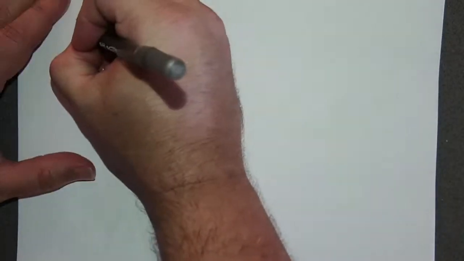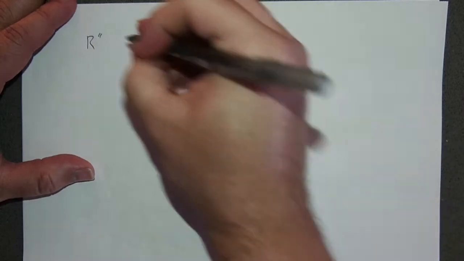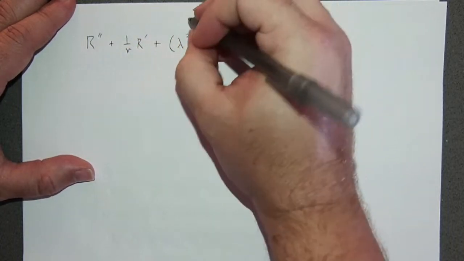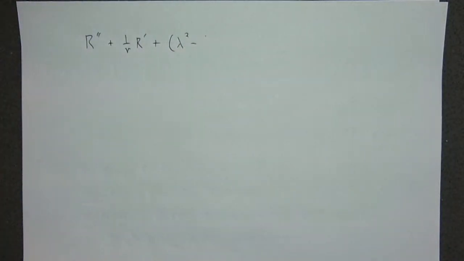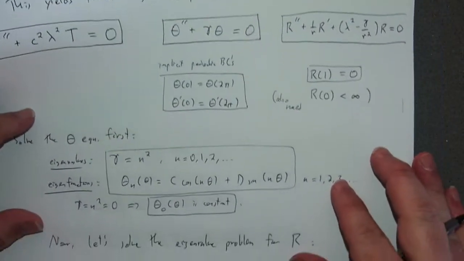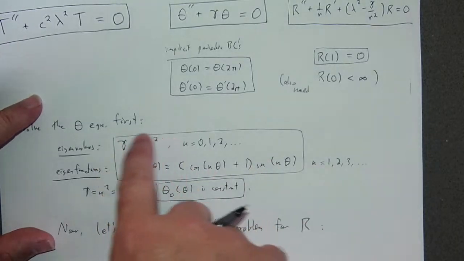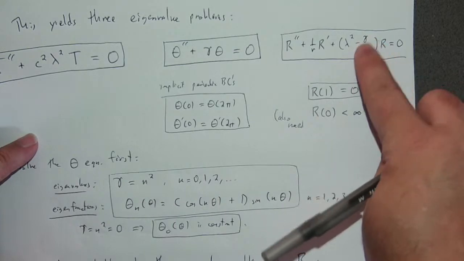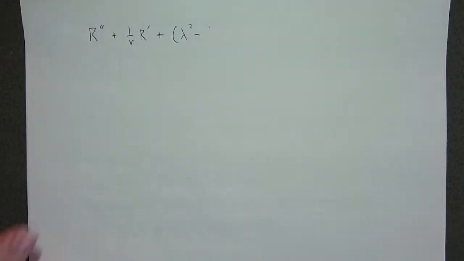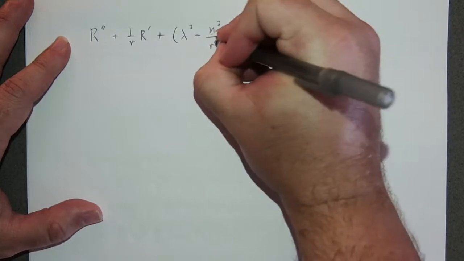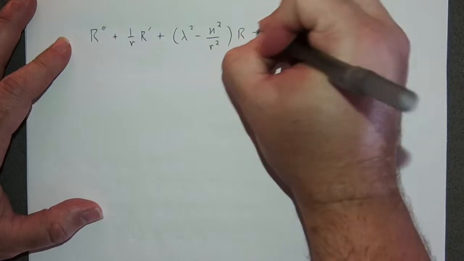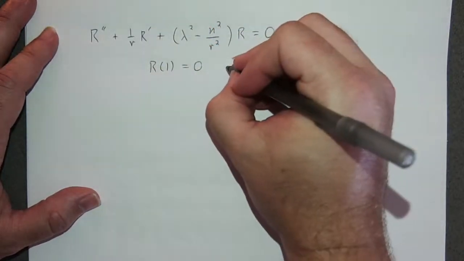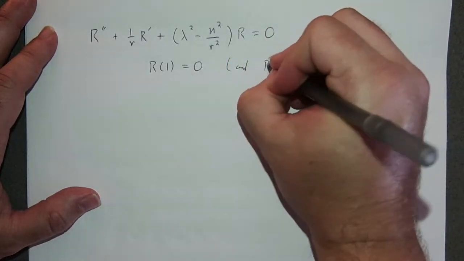And so rewriting this, the eigenvalue problem looks like R double prime plus 1 over r R prime plus lambda squared minus... So going back, we have found that gamma is n squared. So now that we have found those eigenvalues, we can turn our attention to the eigenvalue problem for R by plugging those eigenvalues in here for gamma. So this would be lambda squared minus n squared over R squared times R is equal to 0 with boundary condition R of 1 equals 0, and I'm going to impose this extra condition that R of 0 is finite.